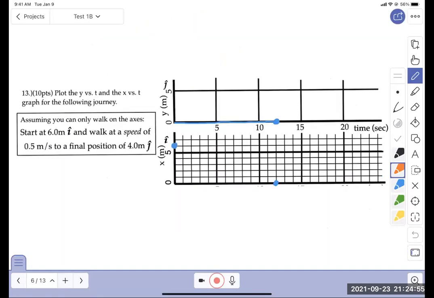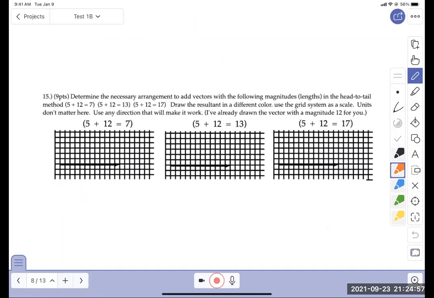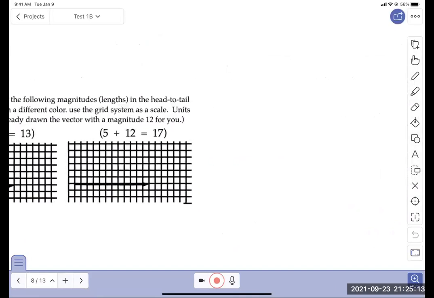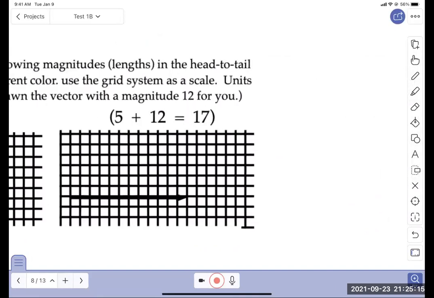Okay, yeah. Okay, we're gonna look at 15 now. All right, so 15 says, determine the necessary arrangement to add vectors with the following magnitudes. So first off, this first one's easy. It says 5 plus 12. Oh, no, it didn't. Let's go to the easy one. 5 plus 12 equals 17. Okay, 5 plus 12 does equal 17. That's if they're lined up.